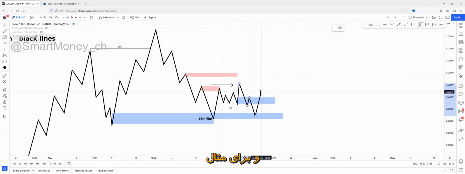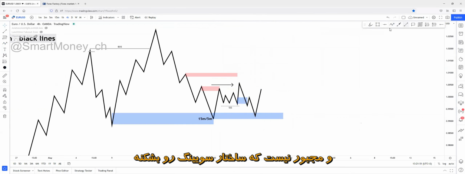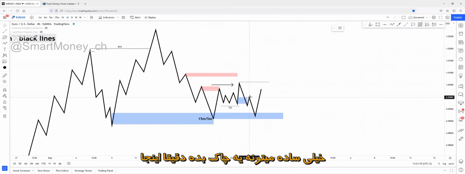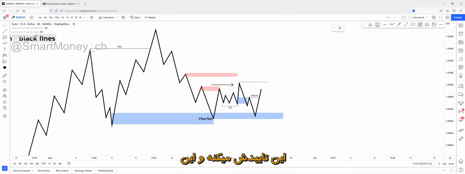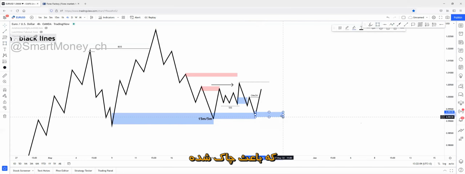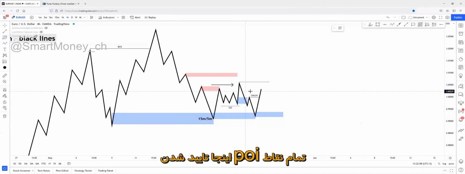If this POI is being confirmed, and for example price creates a change of character right here, it doesn't have to break the swing structure. It doesn't have to break above the swing structure. It can simply change character here on the less recent structural point. Then this will be confirmed, and there will be a new demand zone that has caused a change of character. Basically, all of the POIs are being confirmed here.